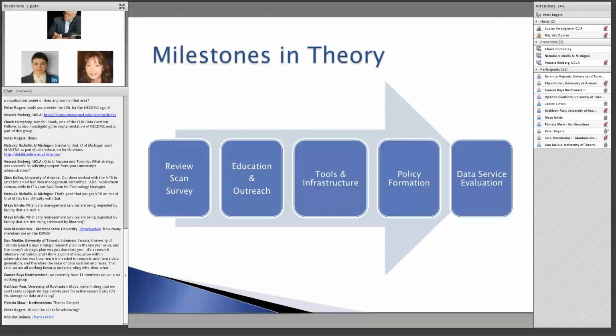The fourth component is policy formation. This may require more institutional level engagement and a holistic approach to development, for example, the open access policy adopted by the university systems at the University of California.